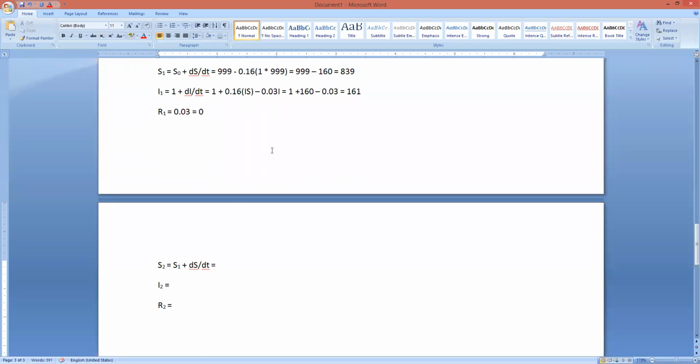So for our purpose, we can use this part. We know what is S1. S1 is 839, and we have to take DSDT.